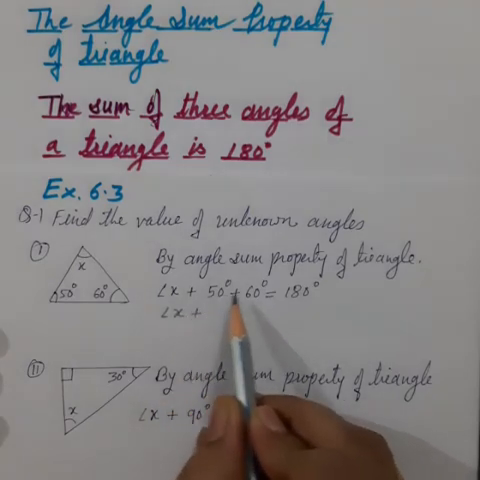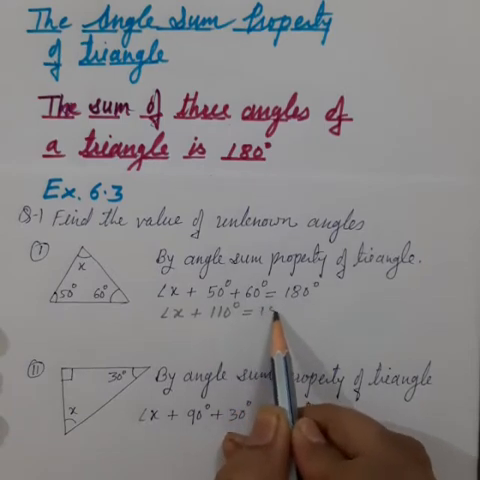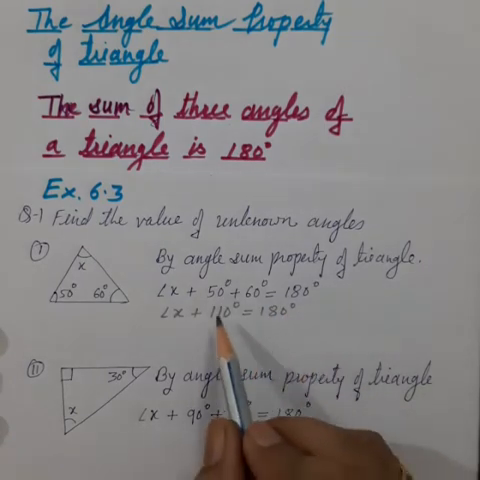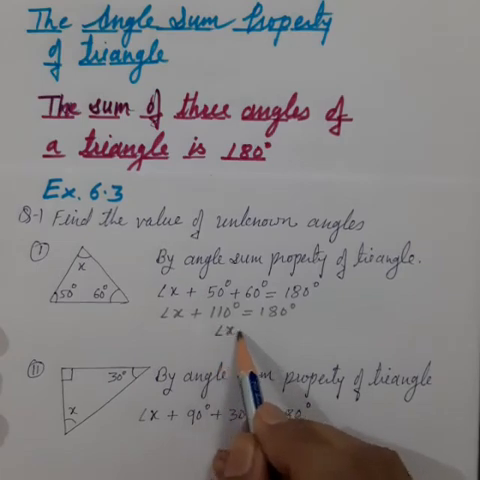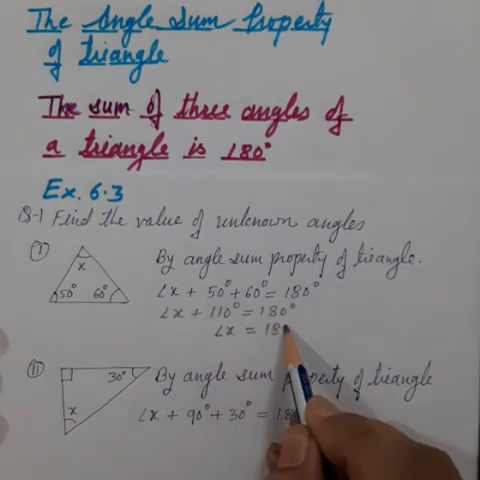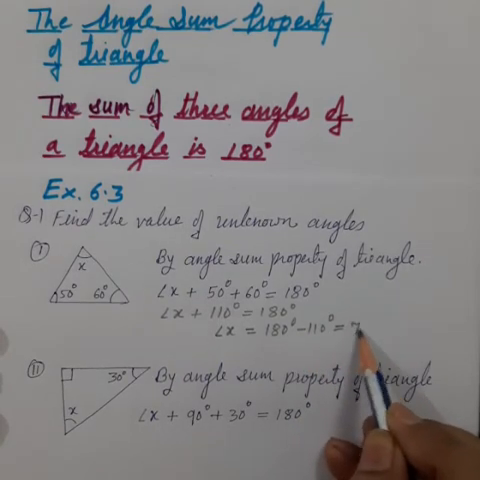Angle x plus 50 plus 60 degrees, that is 110 degrees, equals 180 degrees. Now transpose it to the right hand side and subtract from 180. Angle x equals 180 degrees minus 110 degrees, which equals 70 degrees.